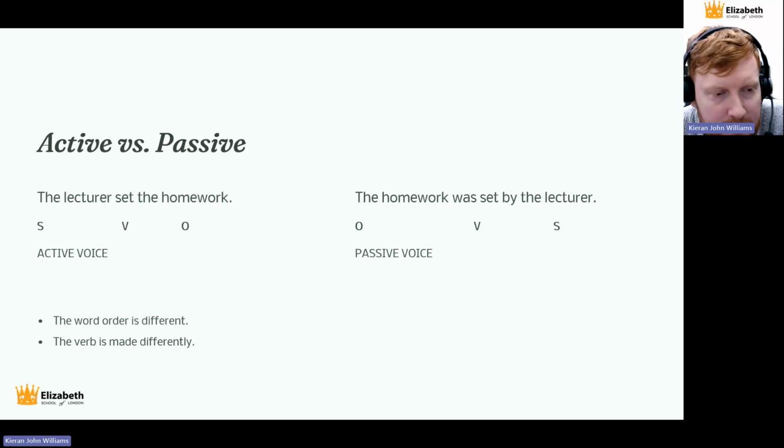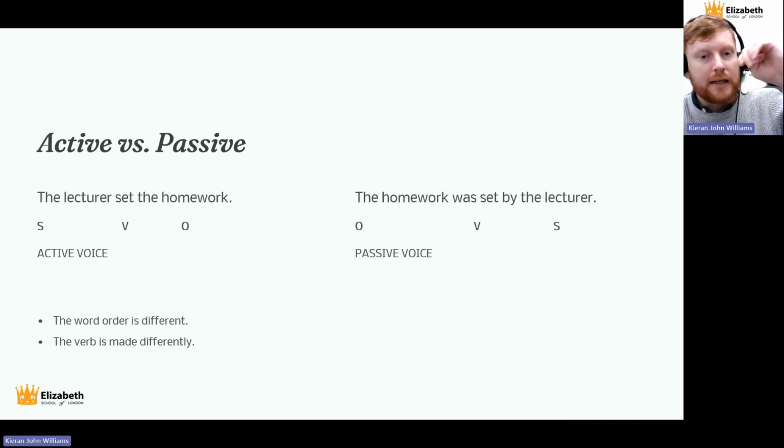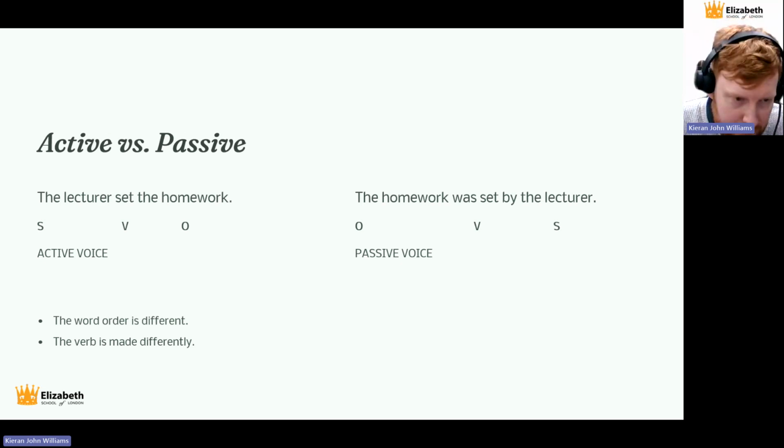As we've mentioned then, subject, verb, object, that is the idea of the active voice. We've got this example here of the lecturer set the homework. The lecturer is the subject, set is the verb, and then the homework is the object, the thing. The lecturer, the subject, is the person who does the action, set is the action, and then the homework is the object, the thing that is done by the action. That is what happens in a normal sentence, the active voice.